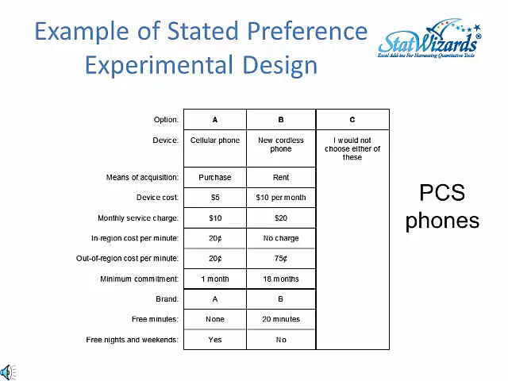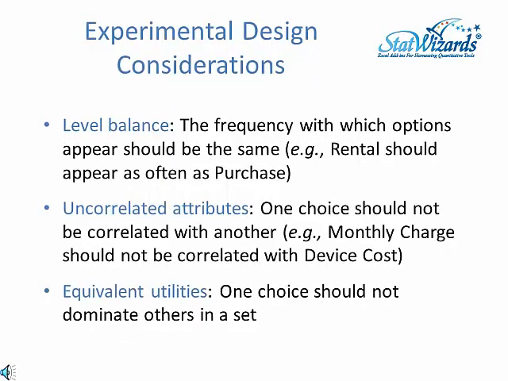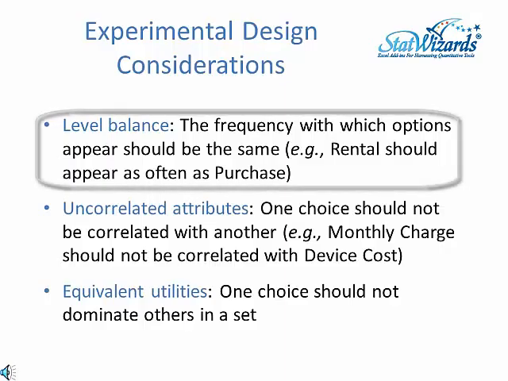We'll say only that many sophisticated techniques exist for constructing choice sets, such as the one that you see in this slide. In constructing experimental designs, researchers have 3 considerations. The first is called level balance. This means that the frequency with which options appear should be the same in each choice set. In other words, if you're considering 2 alternatives, rental, purchase, then the option rental should appear in half the choice sets and purchase should appear in half the choice sets. Likewise, if you are considering 3 levels for an alternative, then each of those should appear in roughly 1/3 of the choice sets.